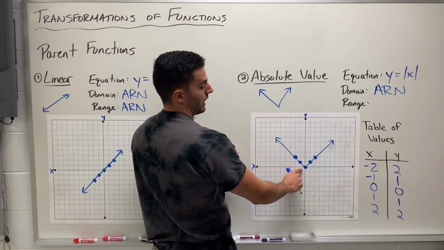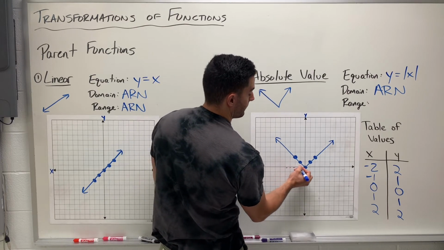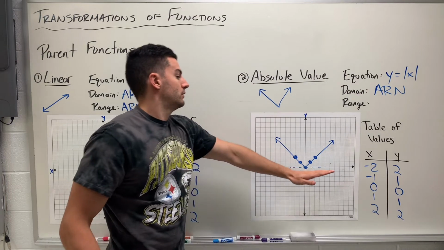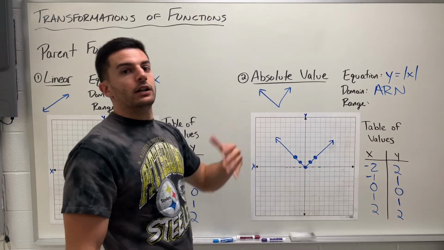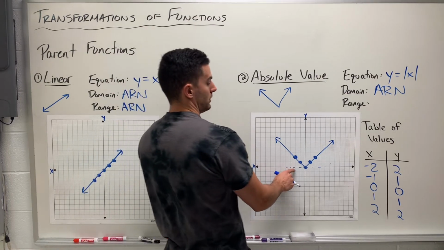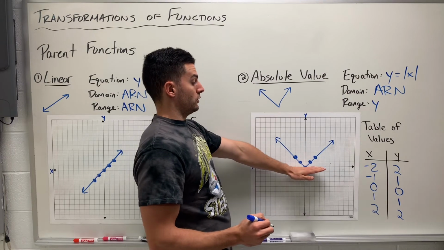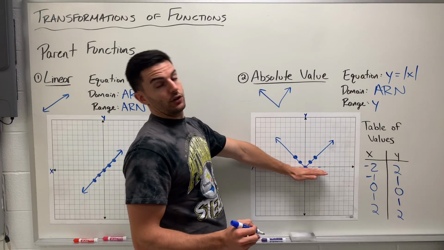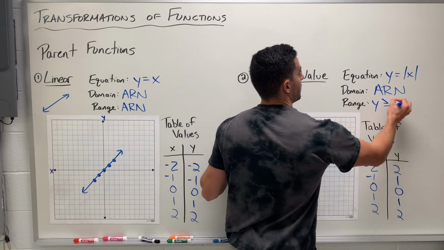But it does not go down forever, right? There's a lowest point that it hits, okay? And that would be right there. It never goes below that on the y-axis, right? So how would we say that? Well, we would say that lowest point on the y-axis is 0, and it's all the numbers higher than that. So y has to be greater than or equal to 0.